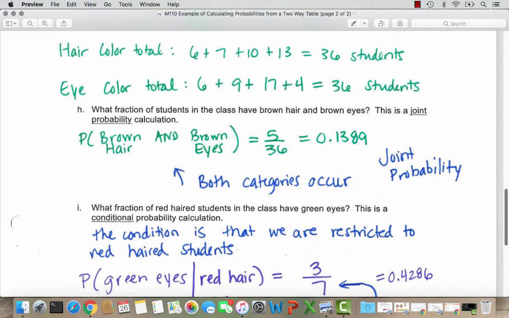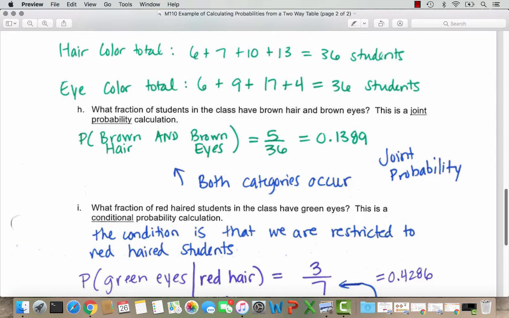Notice when I do my probability notation, in the parentheses I said brown hair and brown eyes to indicate both of those have to be true. And so these are 5 out of the total 36 students. The difference between finding a joint probability and a marginal probability is our number for the joint probability numerator comes out of the inside of the table because it's where 2 categories overlap. I want to convert the 5 out of 36 to a decimal so I can think about it relative to the whole values. So 5 out of 36 is 0.1389.